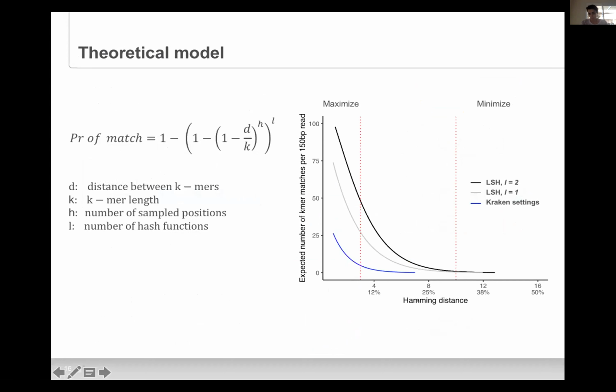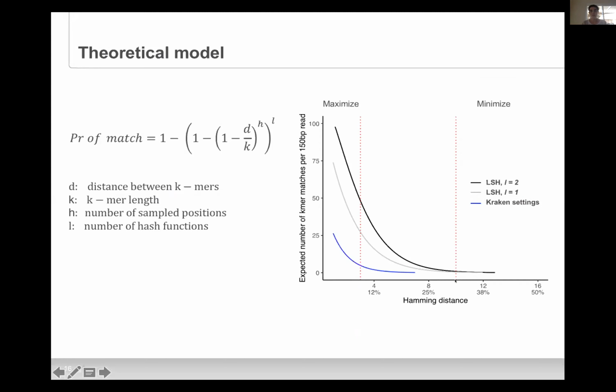So here is an idea. If you have two k-mers which are reasonably close to each other, it means that their Hamming distance is very small, and you would hope to get your expected number of k-mer matches to be high. So if you're on the left side of the graph, you're trying to maximize your function in this area. At the same time, if you have two k-mers which are distant from each other, you would want to minimize the number of expected k-mer matches in this region. So if you're on the right side of the graph, this is what you're trying to do.